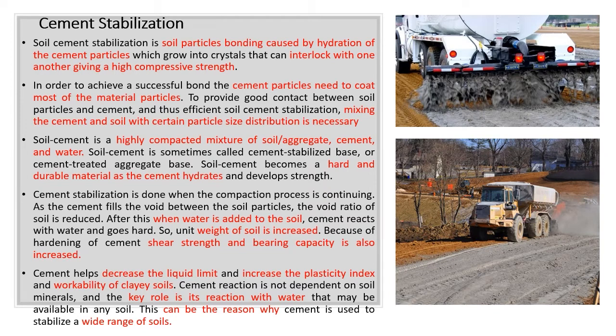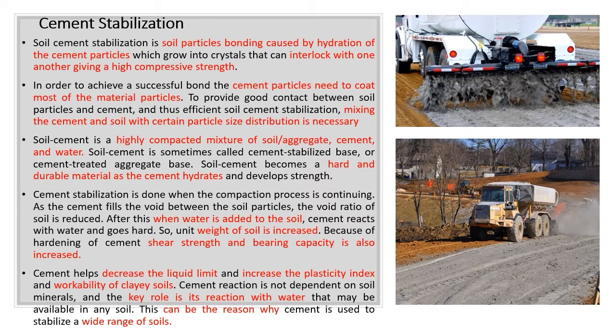Mixing the cement and soil with a certain particle size distribution is necessary. Soil cement is a highly compacted mixture of soil or aggregate, cement, and water. Soil cement is sometimes called cement stabilized base or cement treated aggregate base. Soil cement becomes a hard and durable material as the cement hydrates and develops strength.